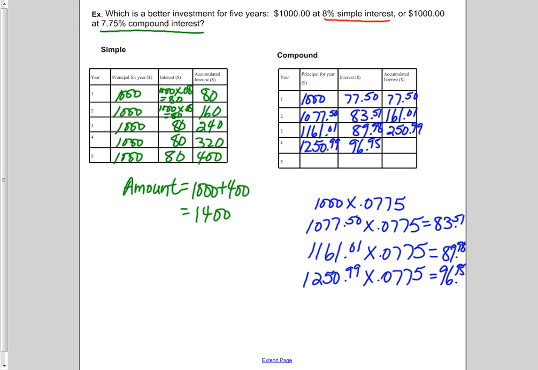$96.95, that's added to the account. My accumulated interest is $347.94. That's added to the account, the $96.95, I end up with $1,347.94. I earn interest on that.